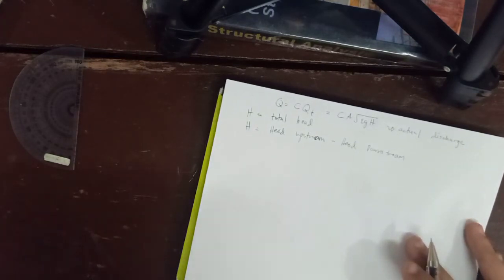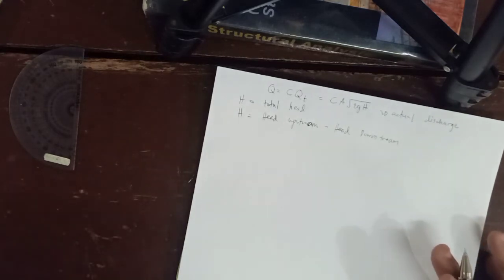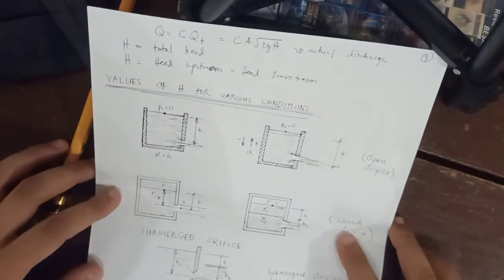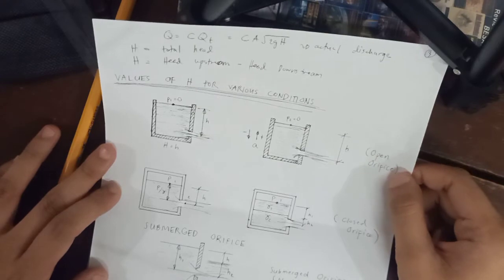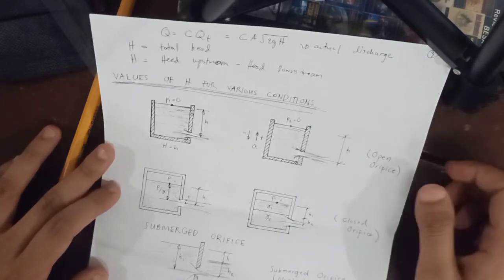Since I already introduced the capital H, it's time for us to know the values of H for various conditions. This is the continuation of our discussion: values for H for various conditions. Again, H is the total head.